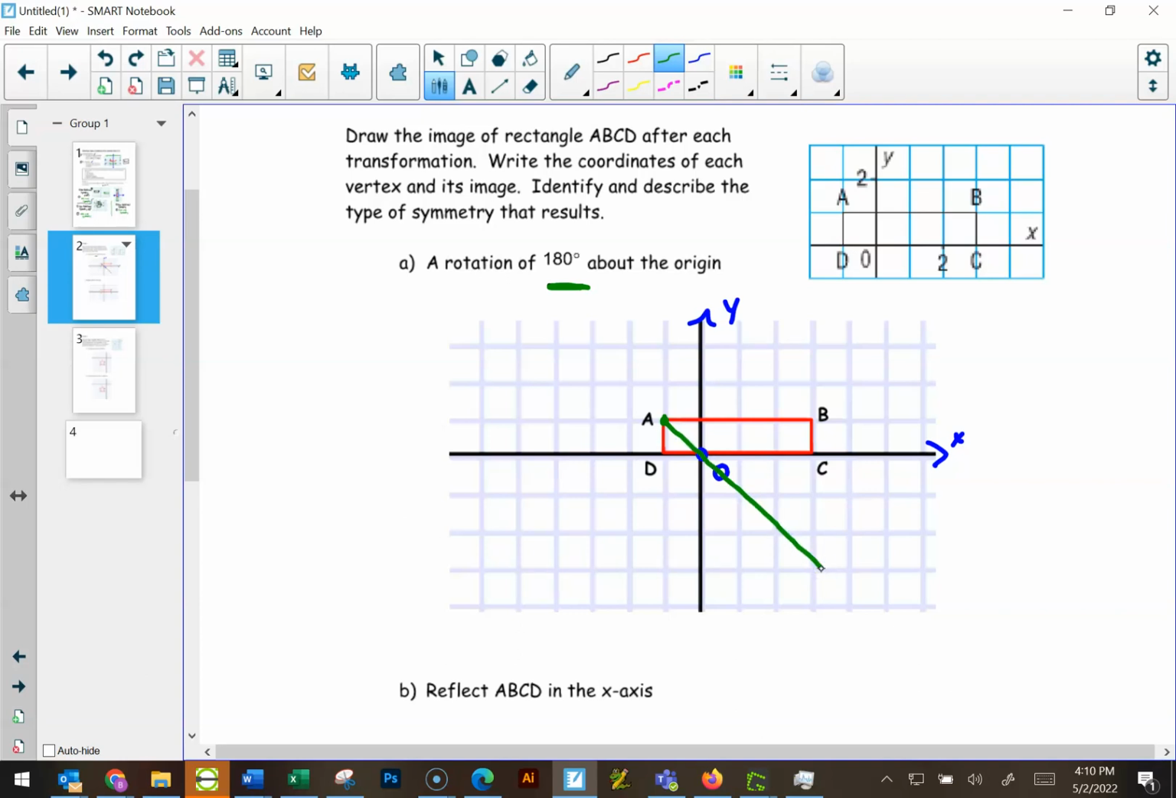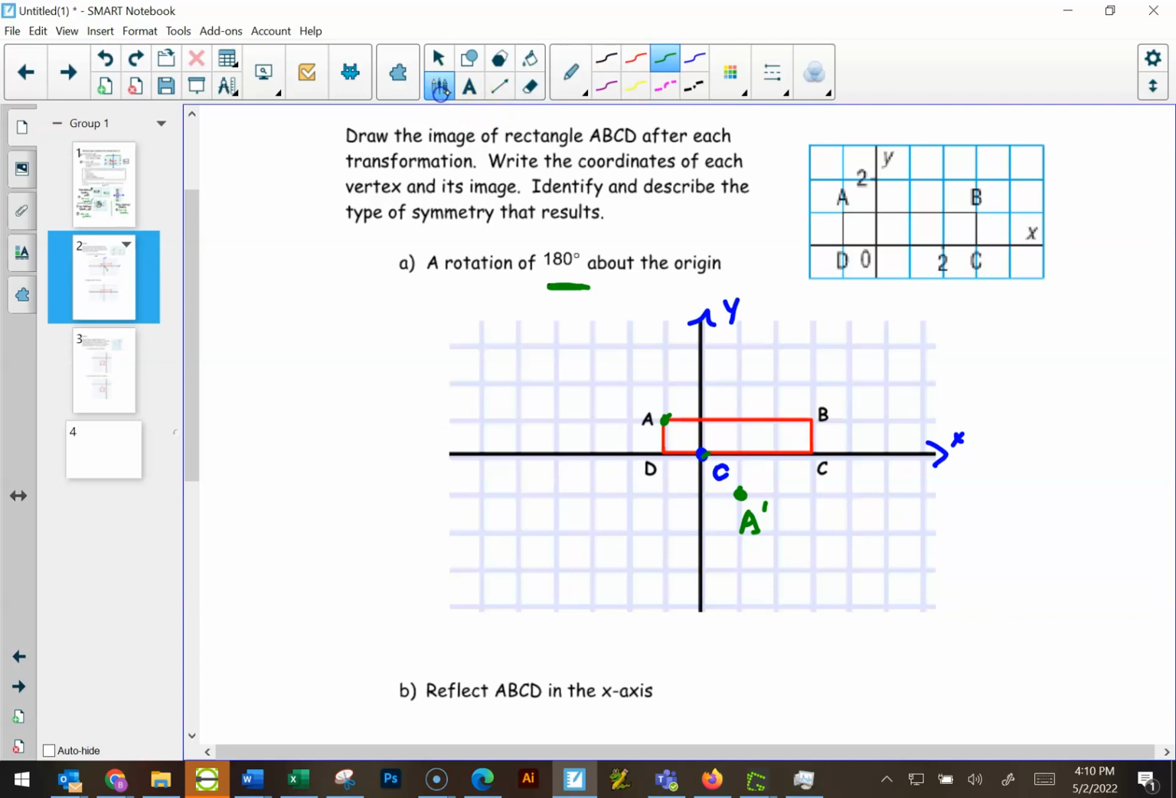It's easiest, I think, if you just try to find out what I need to do to get from point A to point O and then replicate it. So from point A to point O, I have to go over 1 and down 1. So I go over 1 and down 1 again from point O, and then I get point A prime. That, I think, is the simplest way of determining where that A point will end up. And you can use the same process for other points.